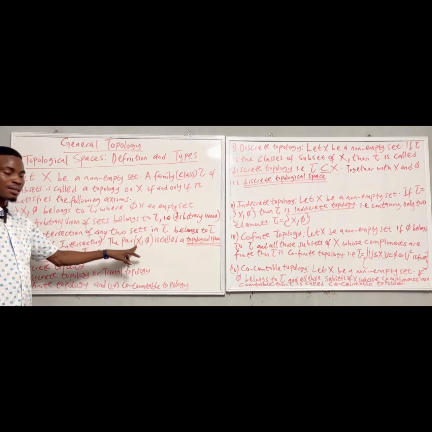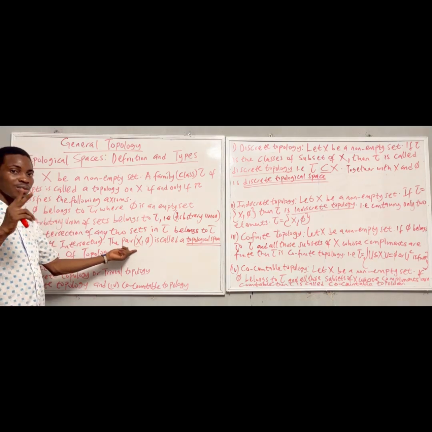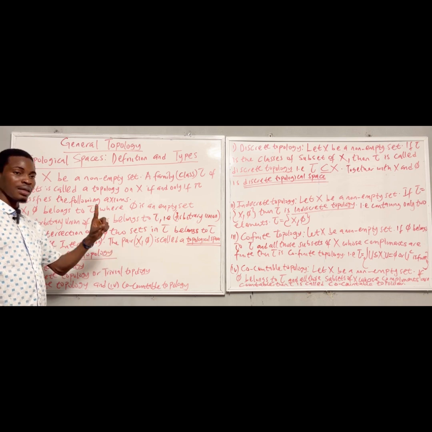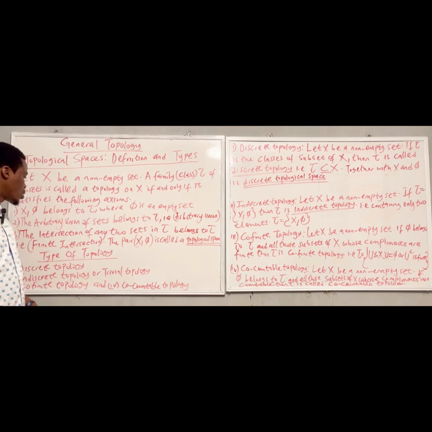So the pair X and Top is called a topological space. Remember, when we're talking about a space, a space means a pair of two things. So whenever we have a space, it means we are talking about two things in one. So the pair X and Top, where phi is the empty set, is called a topological space. So we'll be going to types of topology.